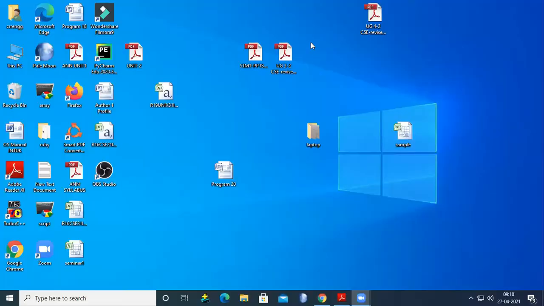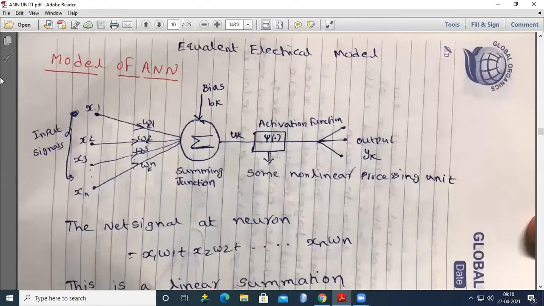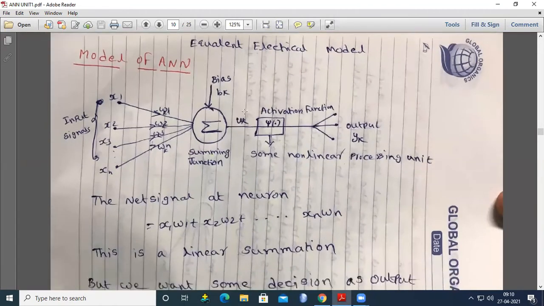So good morning, students. In today's class, we are going to discuss some models of ANN. This is a very important question regarding your final exam also. So, models of ANN. A model of ANN is nothing but how you are going to develop an artificial neural network model.